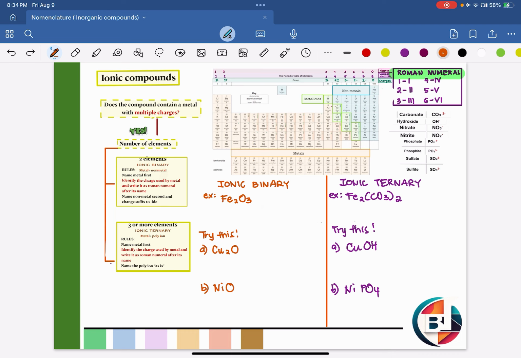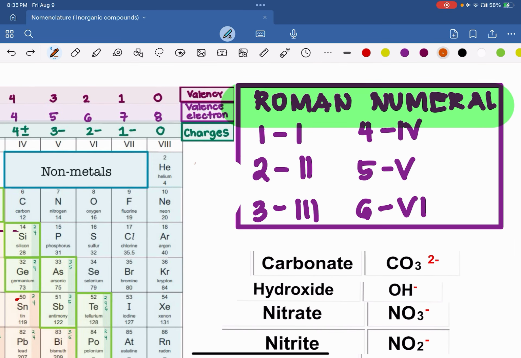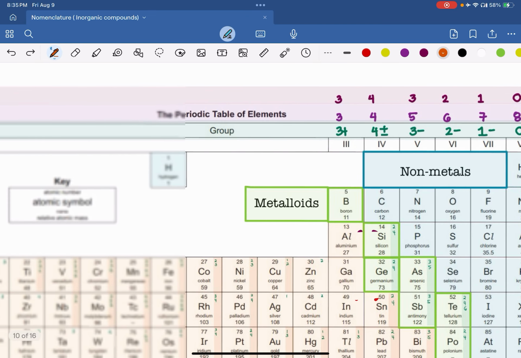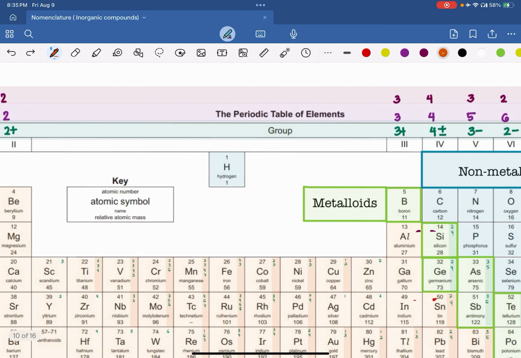And take note that in naming ionic compounds with multiple charges, you need to use Roman numerals. What is this for? Remember that for this part of the discussion, we are going to utilize metals having two or more charges. For example, chromium. It has three possible charges, which are 2, 3, and 6.